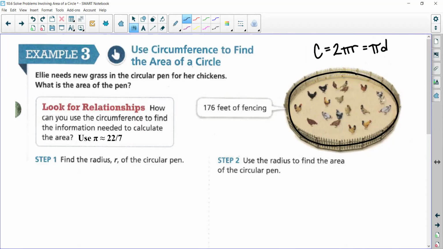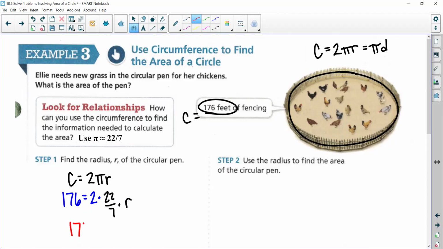So my circumference is equal to 2 pi r, because I need the radius in order to find the area of the circle anyway. So what can I fill in? Well, circumference is 176, so I'm going to replace c with 176. That's equal to 2 times, oh, it tells me to use 22 over 7, sorry. 2 times 22 over 7 multiplied by our radius. Okay, 2 times 22 over 7. We could do a little bit of simplification here. That's 44 over 7. So I'm just going to write 176 equals 44 over 7 times r.